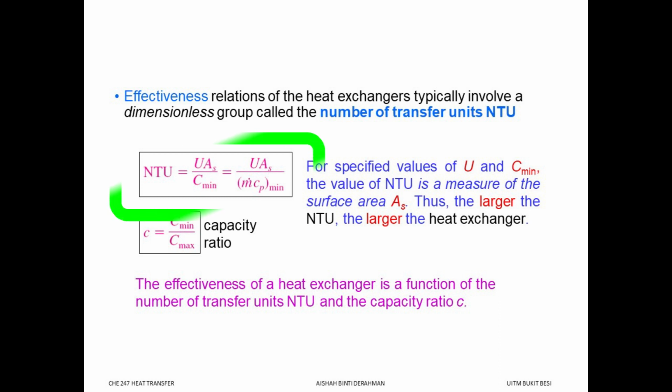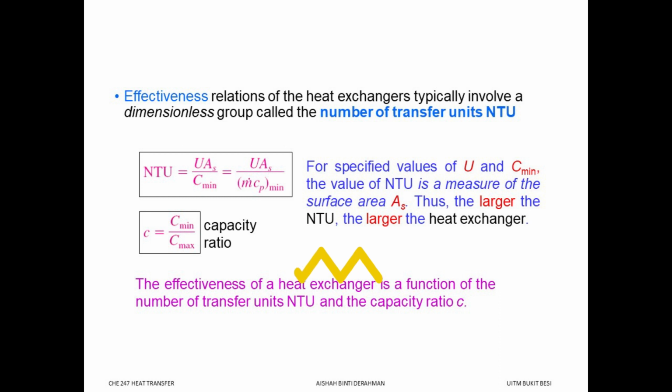NTU is calculated as the overall heat transfer coefficient times the surface area divided by C min. The larger the value of the NTU, the larger the surface area of the heat exchanger. Therefore, the size of the heat exchanger will be larger as well.